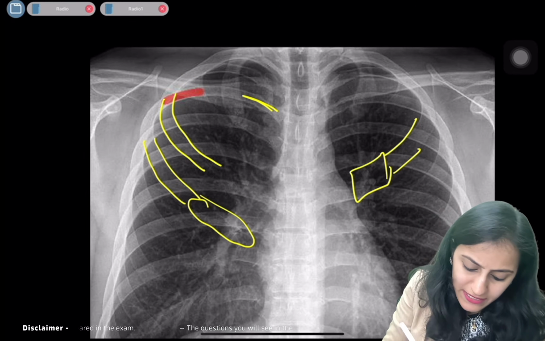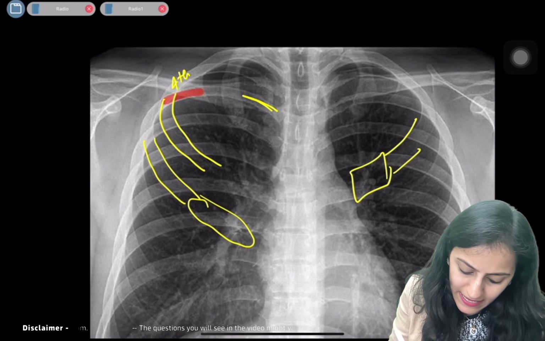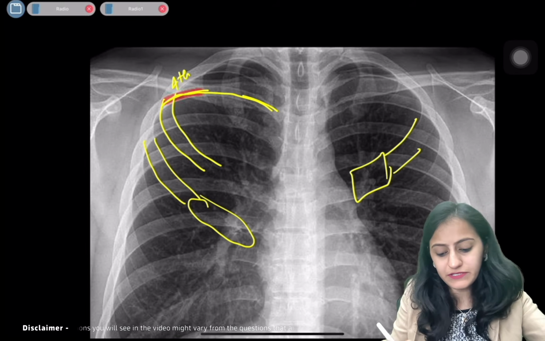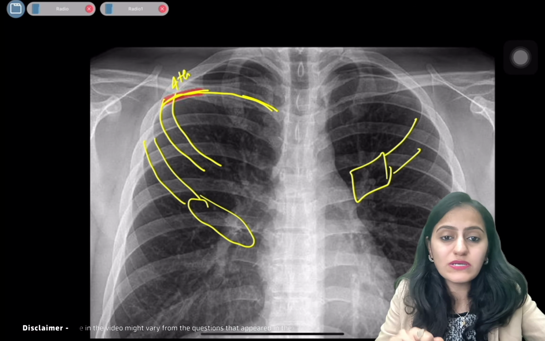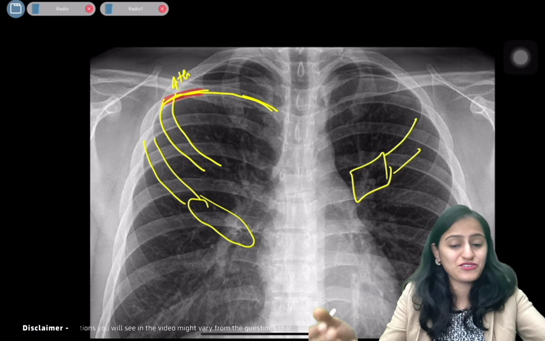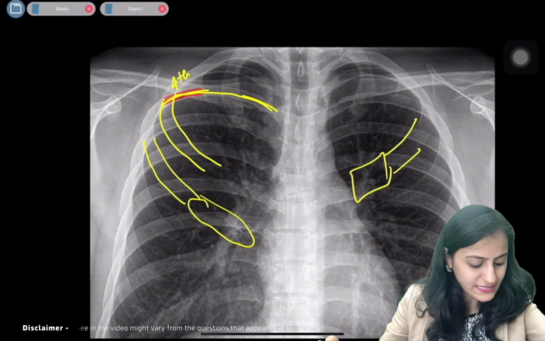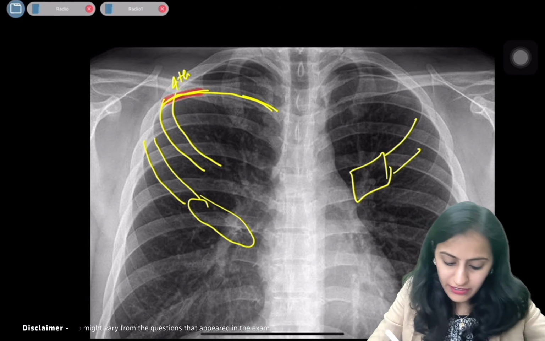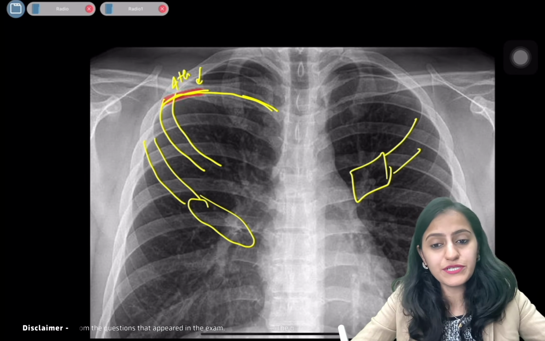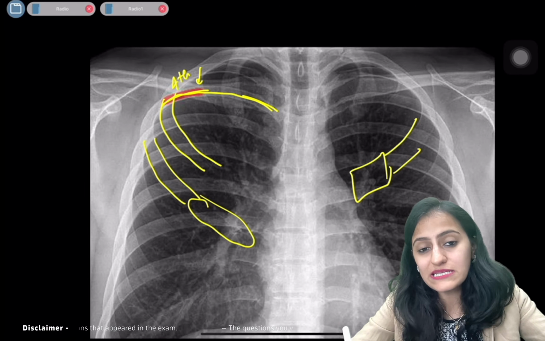So this one here is the fourth rib, and this is the anterior part of the rib. This is the posterior part of the rib. So if the arrow was here, which is actually the junction of the posterior and the anterior, if the actual arrow was also here, then you can mark it as the posterior end.